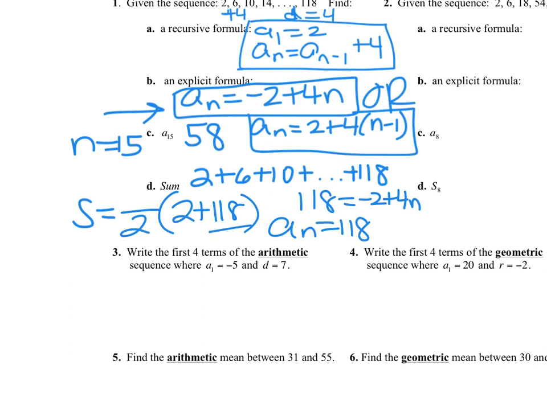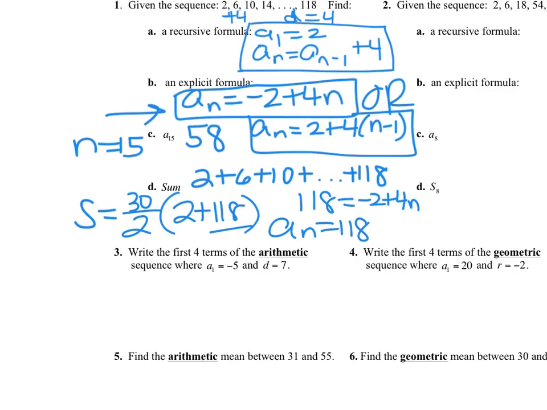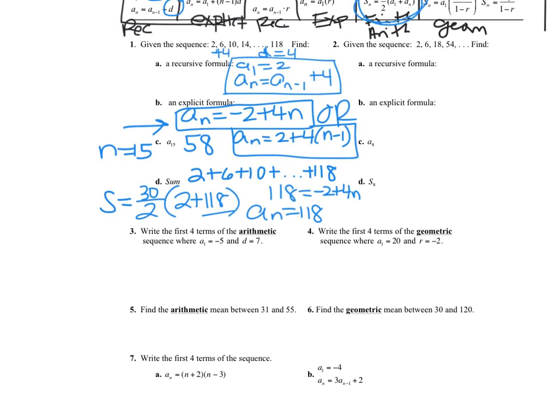30? All right, 30. You add 2 over, so you get 120 and then divide by 4, so 30. So now let's go ahead and find the sum of it. I'm running out of room. So we're going to go 30 divided by 2 times 120.